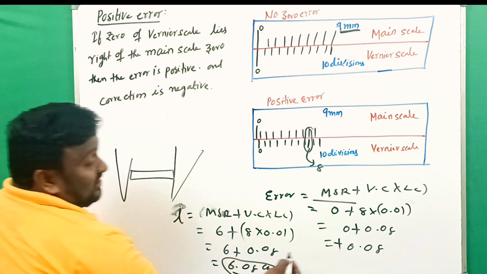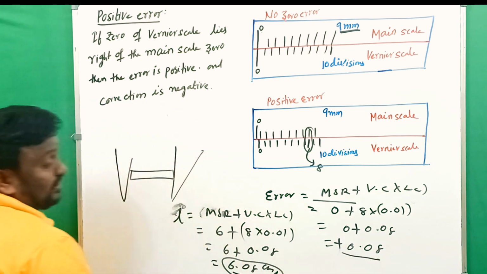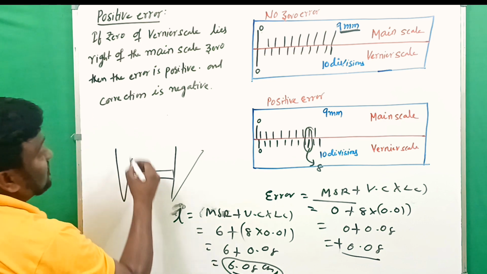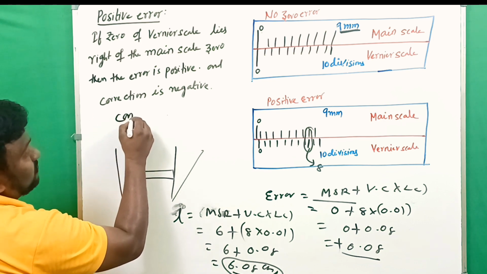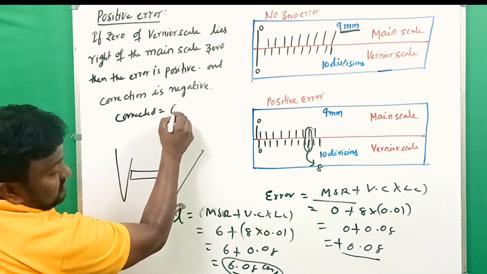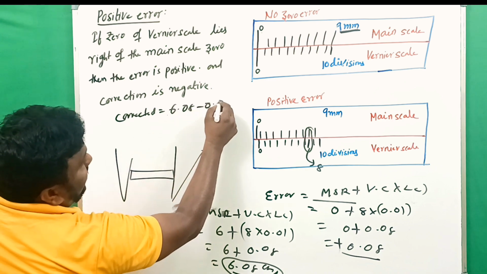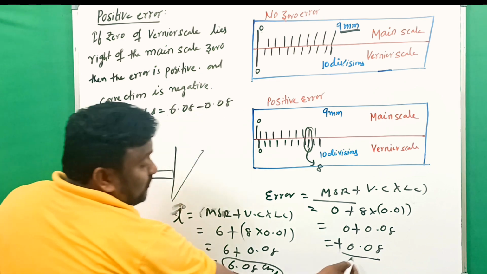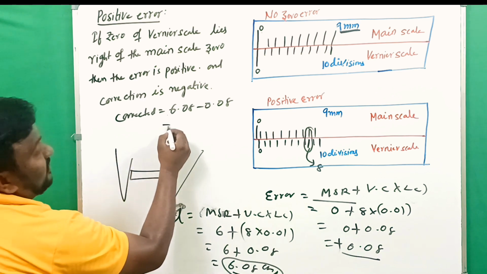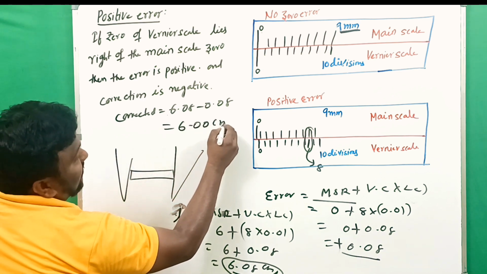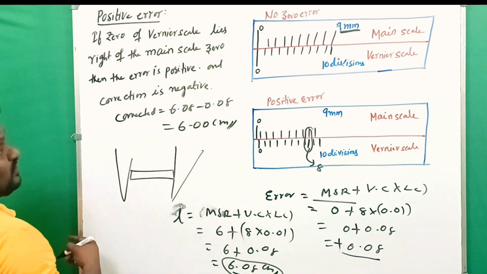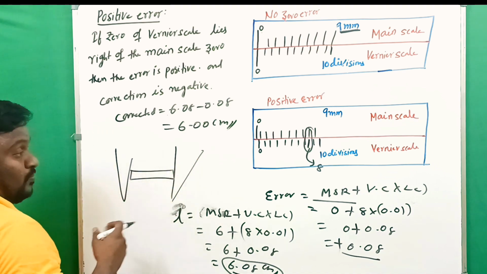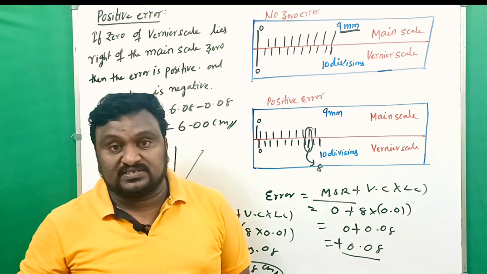But the error of the instrument is plus 0.08, so now we have to subtract. The corrected value is 6.08 minus 0.08. The error is positive, so the correction is negative, and we get 6.00 centimeters. In this way we find out the errors in the case of vernier calipers.